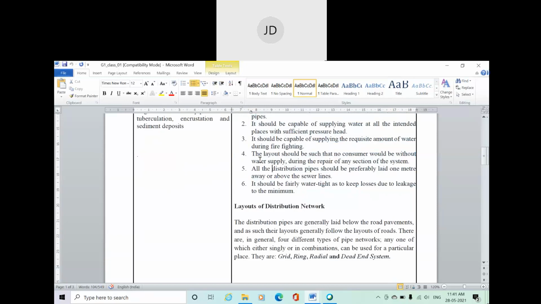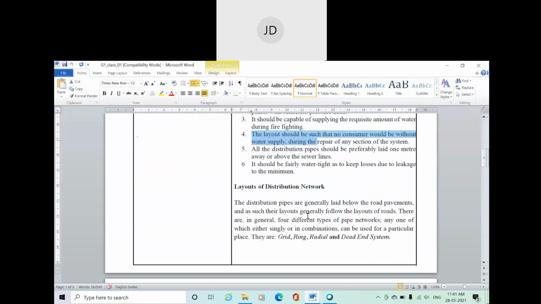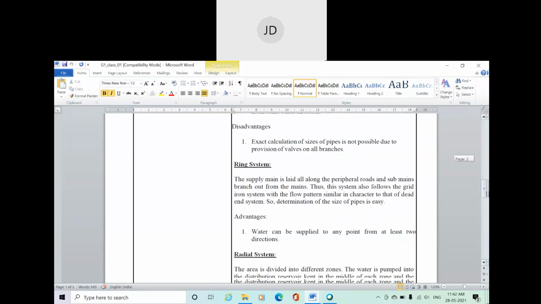Next, we have already mentioned the layout. Now let me give you an introduction to the layout of the distribution network. The distribution pipes are generally laid below the road pavement, and as such, their layout generally follows the layout of the road. There are in general four different types of pipe network, any one of which, either singly or in combination, can be used for a particular place. The layout patterns are grid pattern, ring pattern, radial, or dead end system. I'll show you a diagram here.